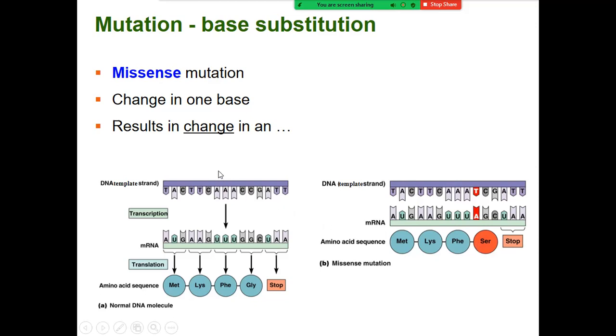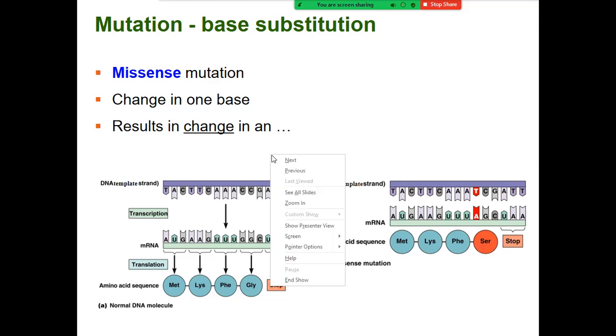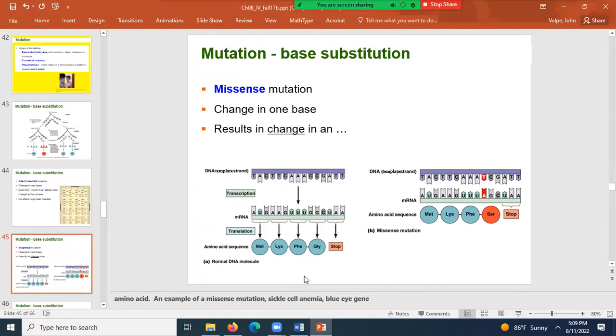This results in a change in the protein, and the protein probably will change its folding pattern because there's one amino acid that is different. An example of a missense mutation is sickle cell anemia. And like I said, the blue-eyed gene was a missense mutation. Any questions about any of that?